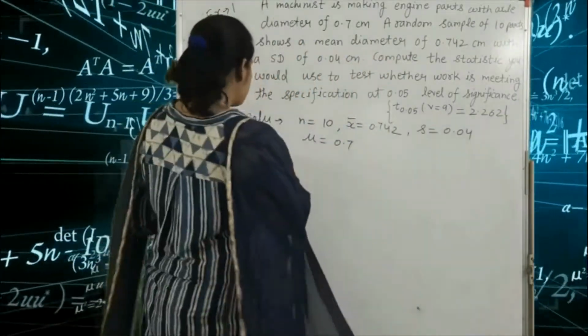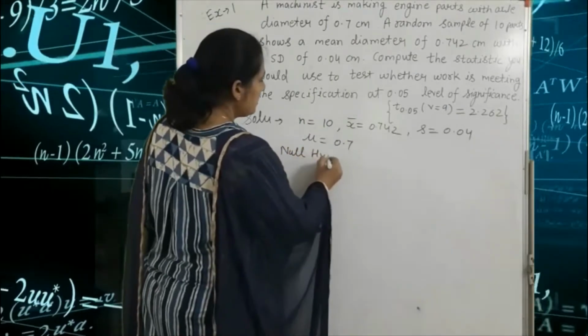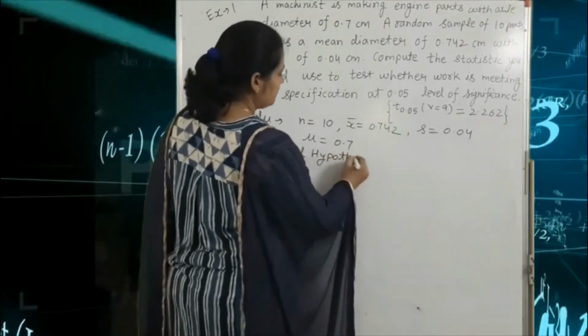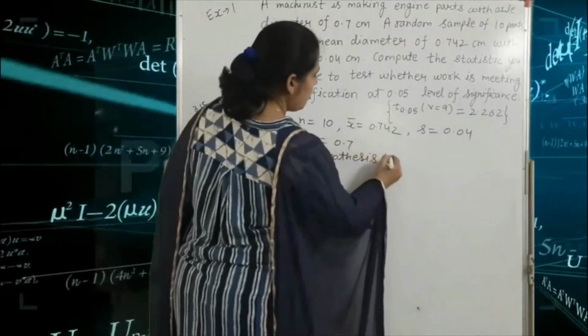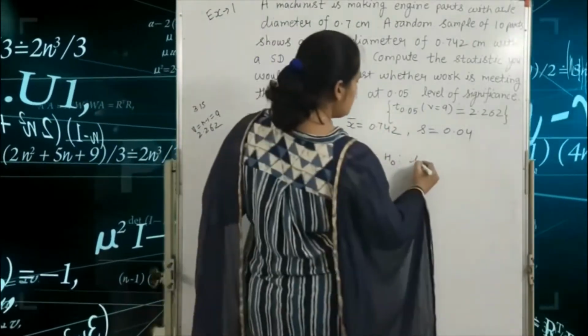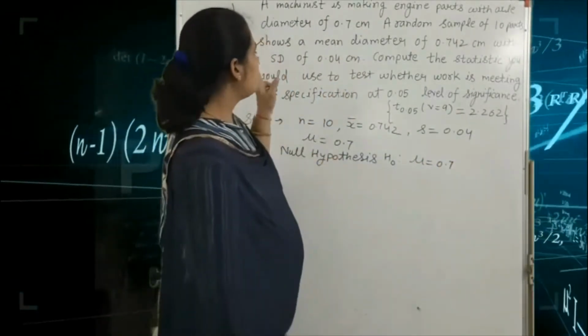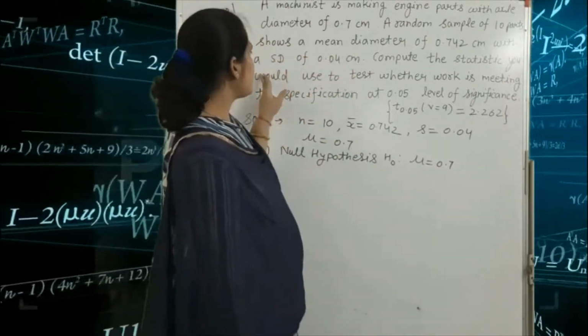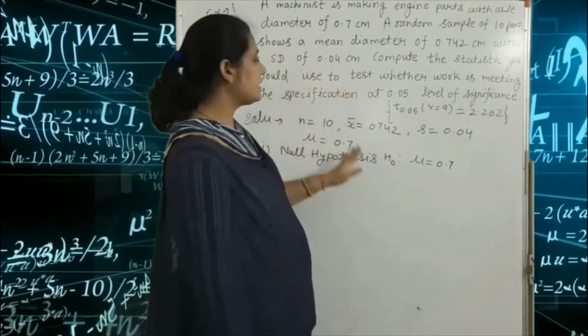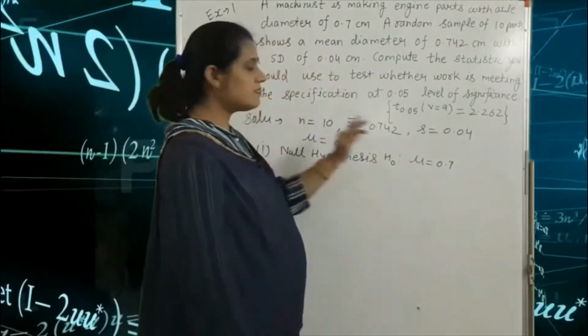First we write the null hypothesis. Null hypothesis H naught: mu is equal to 0.7. That is, the work is meeting the specification. So you write here that the work is meeting the specification.